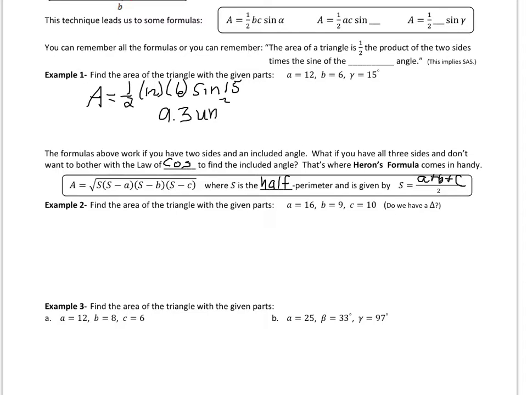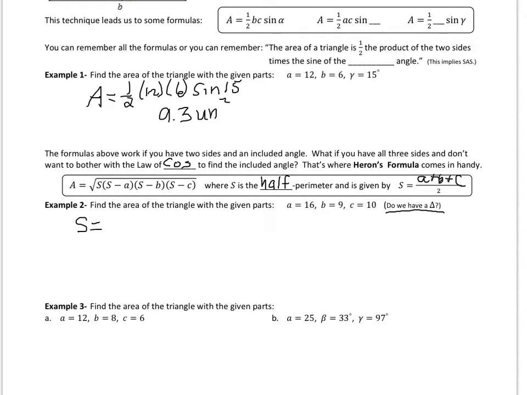All right, so let's find the area of a triangle if we know side, side, side. Okay, so we need to find the area of the triangle with A is 16, B is 9, and C is 10. Now, do we have a triangle? You remember how do we determine if we have a triangle or not? Yeah, the two smaller sides have to be greater than the longest side, correct? So do we have a triangle here? Yes. Why, yes, yes we do. So let's figure out S.